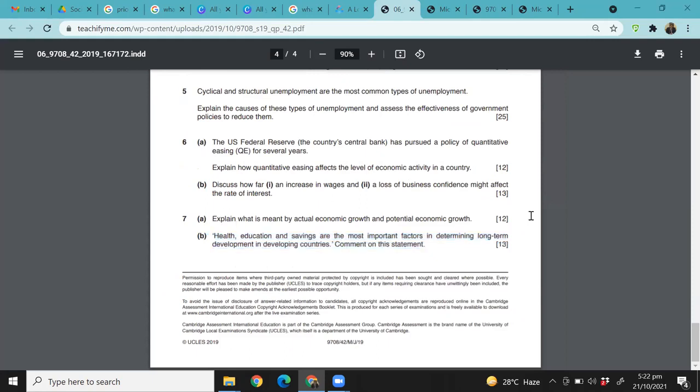Now, what is meant by actual economic growth and potential economic growth? Okay, have a look at this. So the first thing that you have to tell is that economic growth refers to an increase in economic activity, right? So economic growth refers to an increase in economic activity.